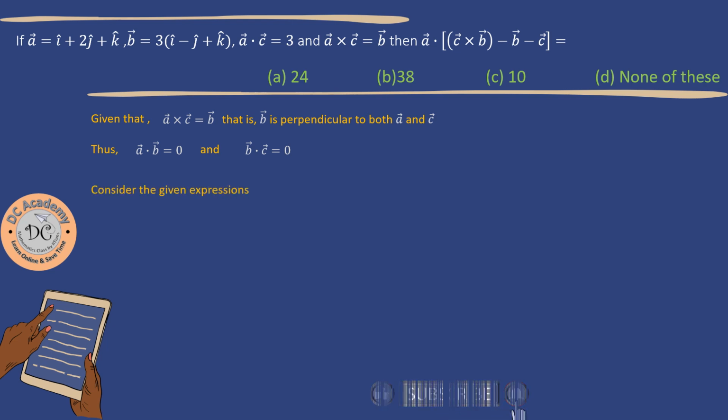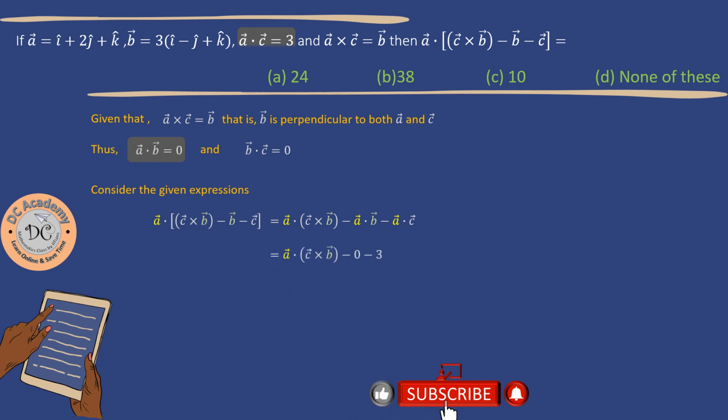Now let's go ahead and consider the given expression. Now we apply simply the associative property of vector multiplication in the dot product. So therefore we can say that it is A dot C cross B minus A dot B and A dot C. Now observe carefully here, A dot B is equal to 0 and A dot C is equal to 3. So if we apply that, we find A dot C cross B minus 0 minus 3.